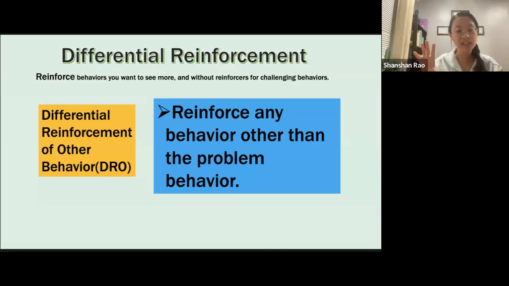But there is a disadvantage of that DRO, because you're not teaching the alternate behavior. So the student doesn't really know what is the appropriate behavior, right? So we always like to teach the DRA and the DRI rather than the DRO, but use the DRO in a natural environment.